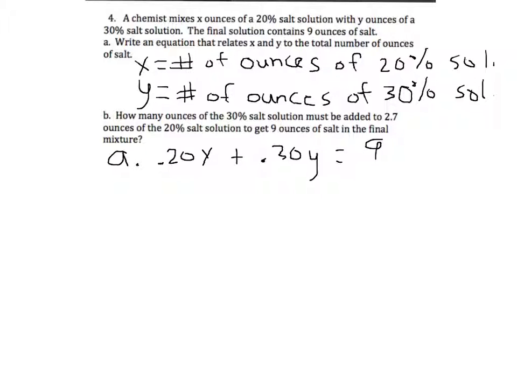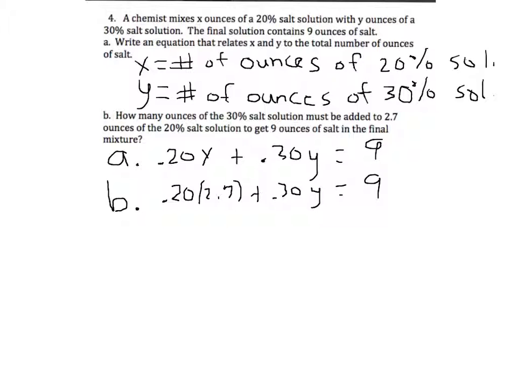And then on part B, it tells you how many ounces of the 30% salt solution, so we're solving for Y, must be added to 2.7 ounces of the 20% salt solution, so they gave us X, to get 9 ounces of salt in the final mixture. So we're basically substituting for X in part B, and so 0.20 times the 2.7 plus 0.30 times Y equals 9. And this is a good place to review decimals with your students, or teach them how to take the decimals out of the equation.